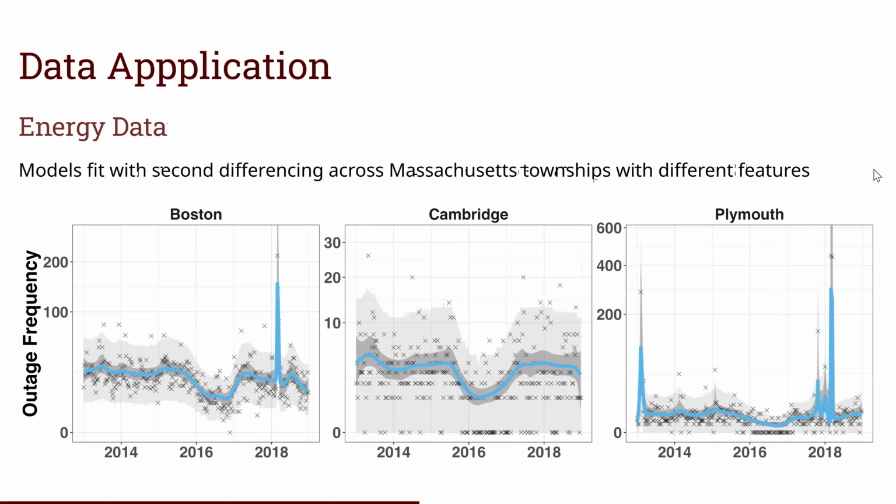So this is the energy data that I showed before on the left. This was just highlighting 3 different types of behavior. On the left, we have Boston, which had a generally much higher level of counts overall, and sort of one spike. Then Cambridge is just smooth across all the time points and very low counts. Plymouth has very low counts, lots of zeros right after the 2016 mark, but 2 spikes.